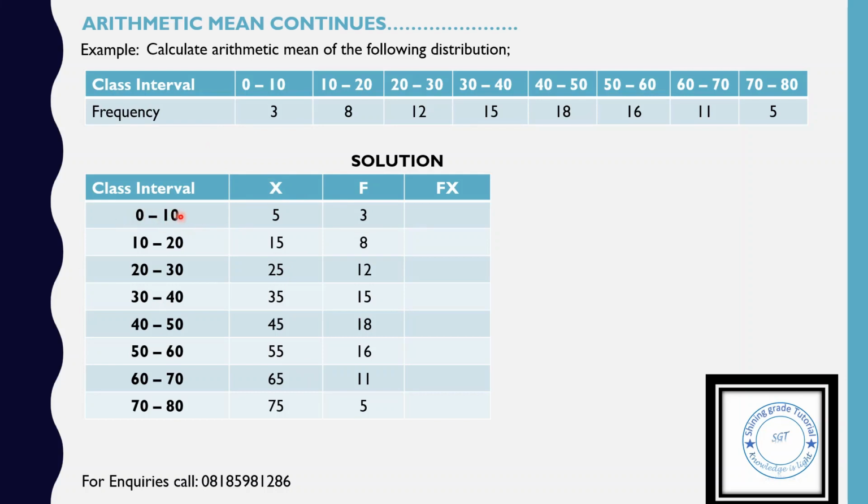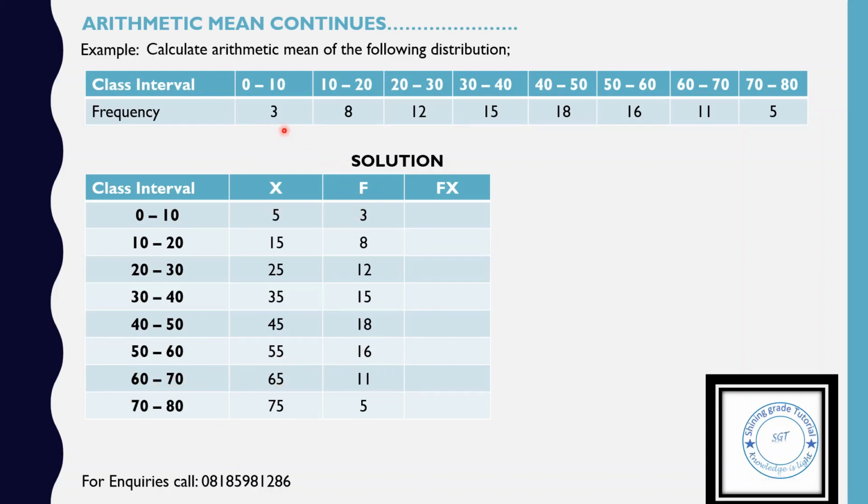So 0 plus 10 divided by 2 will give 5. 10 plus 20 divided by 2 will give 15. 20 plus 30 divided by 2 will give us 25. 30 plus 40 divided by 2 will give 35. 40 plus 50 divided by 2 will give 45. 50 plus 60 divided by 2 will give 55. 60 plus 70 divided by 2 will give 65, and so on like that.